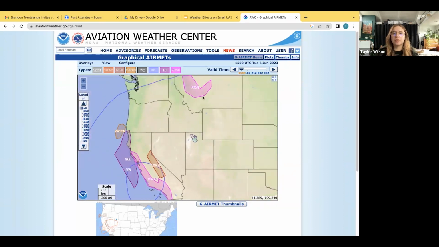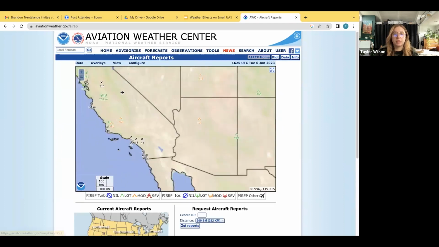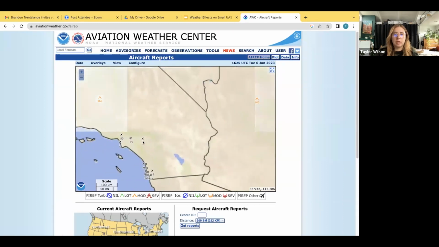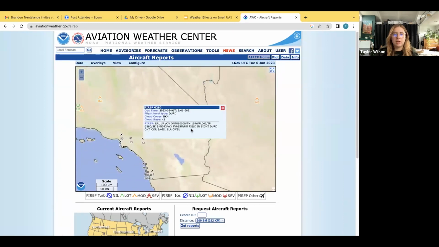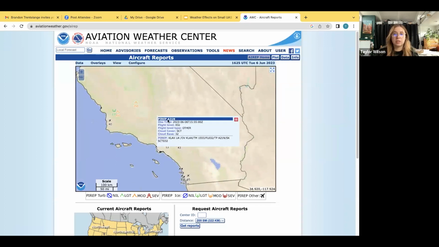Another tool you could use for this is aircraft reports. So there's also PIREPs, or pilot reports. I could probably guarantee all the ones over here are about clouds right now. But oftentimes you will also see PIREPs for wind shear. So you just click on each of these. It tells you the type of aircraft. To be completely honest, I don't know what aircraft that is. I'd have to look it up.